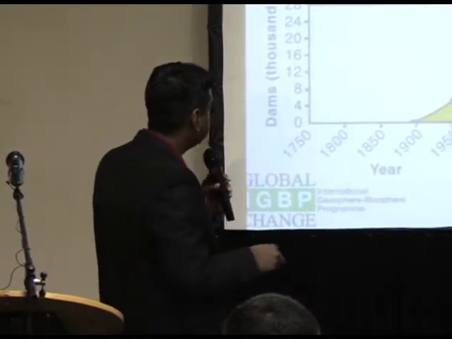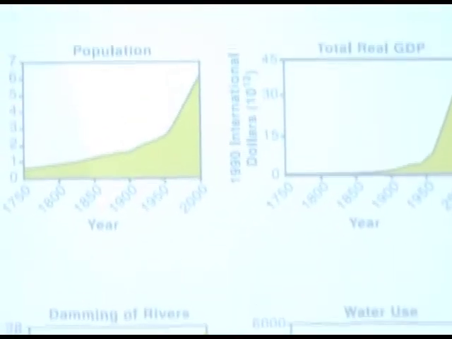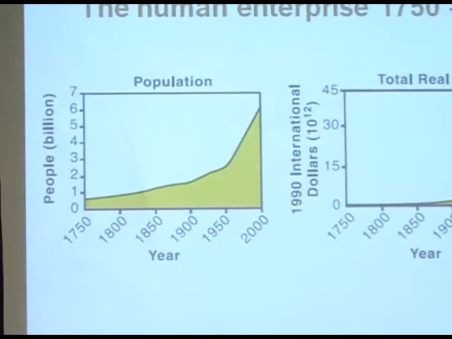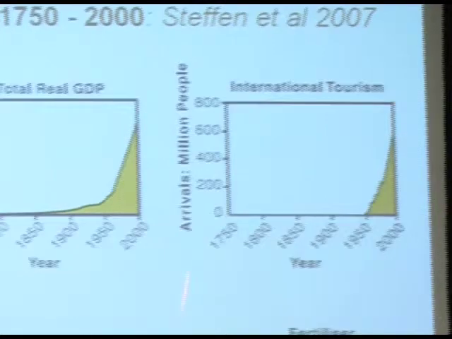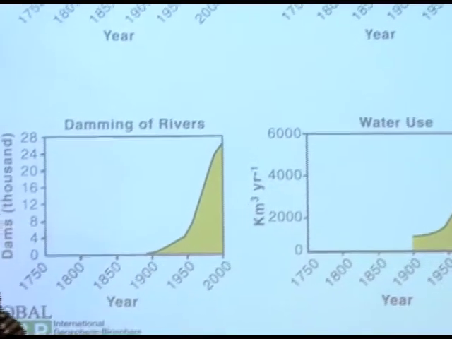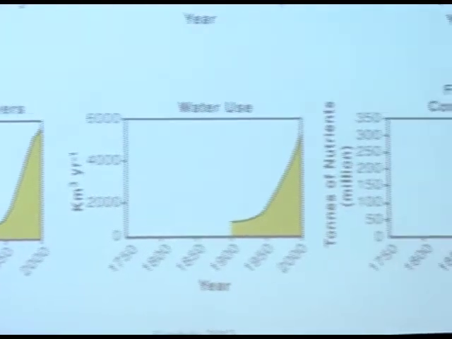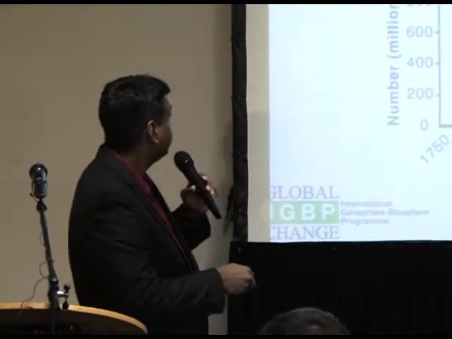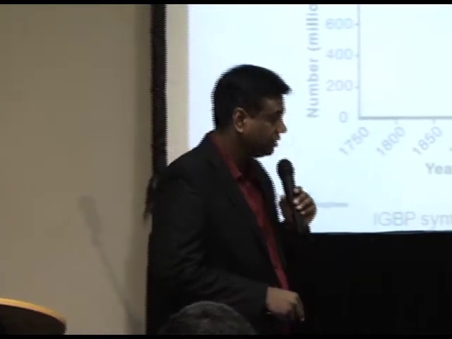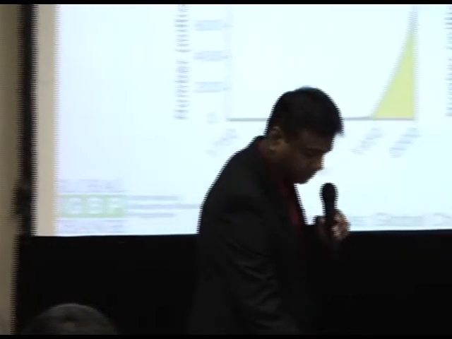The total real GDP, that's the economic growth, started to accelerate around about 1950. International tourism, same pattern. Damming of rivers, water usage, fertilizer consumption. So you see, contingent with the population growth, the consumption also started to increase. And then some other aspects in terms of consumption, there's urbanization that started to happen around about the same time. Paper consumption started to grow around about the 50s. The number of motor vehicles on the road, communication, telephone lines also grows around about the 1950s.